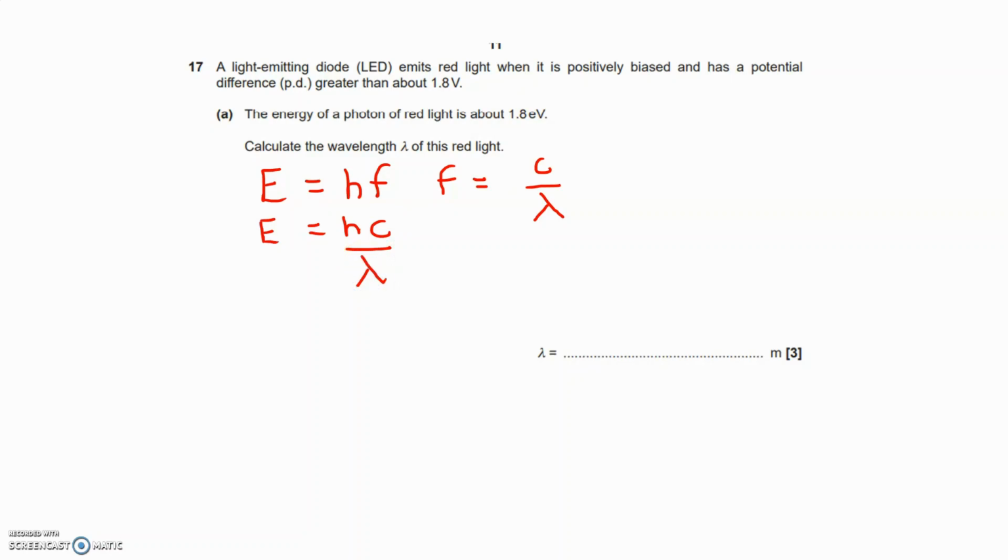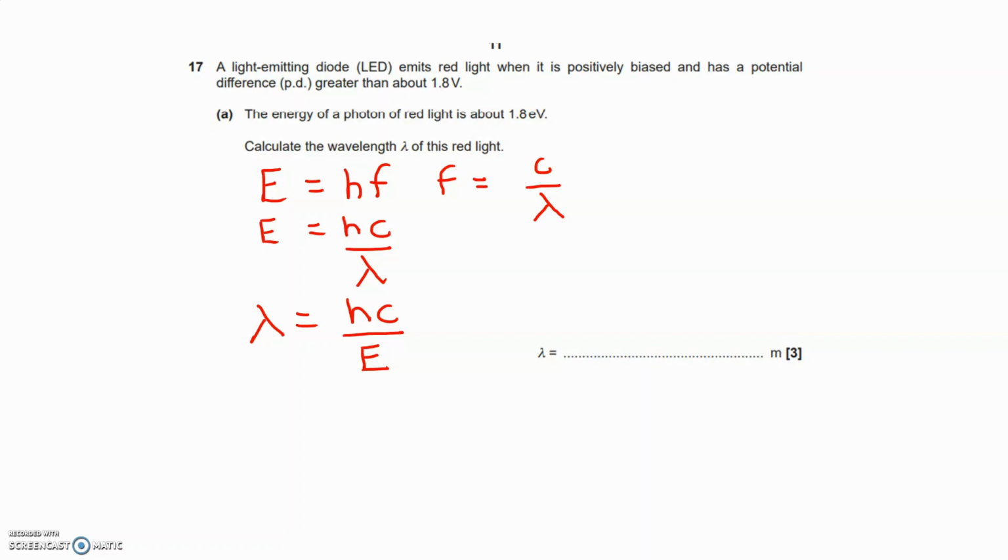Okay, so we now need to calculate what lambda is, so let's just rearrange that first. So lambda will be hc over the energy of the photon. Now h is Planck's constant, which will be in your data book, c is the speed of light, and E is the energy of the photon.